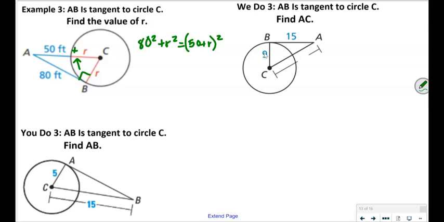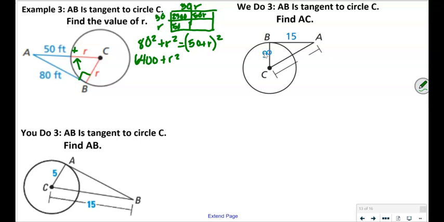Okay, so 80 squared is 6400 plus R squared. Now you need to remember that this is 50 plus R and 50 plus R, right? So if you need to use your box, do it: 50 and R, and 50 and R. A lot of y'all tend to make errors with this, so I need to show you why it is what it is. So 50 times 50 is 2500, right? 50 times R is 50R.